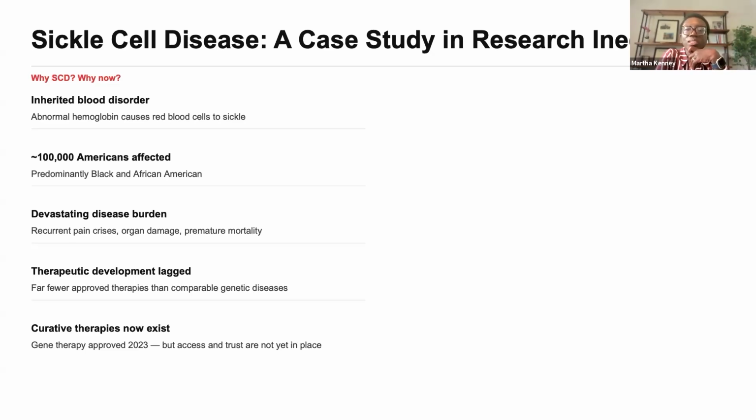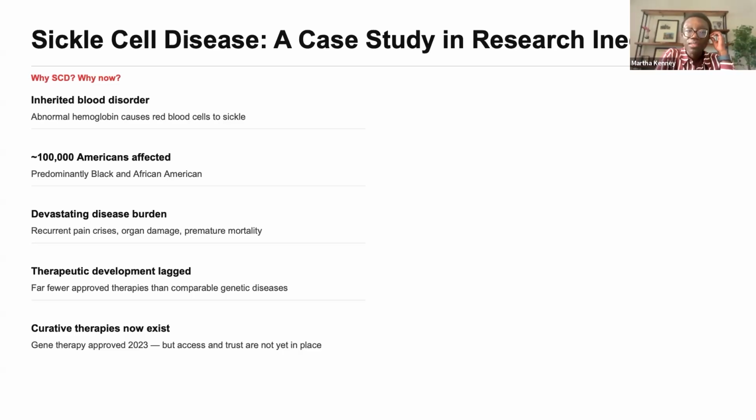sickle cell disease. The first FDA approved drug for sickle cell disease was hydroxyurea that was approved for adults in 1998 and for children in 2008. And we didn't have anything after hydroxyurea in 1998 until 2017 when the second FDA approved drug for sickle cell disease came about. So there's been a huge lag in development.